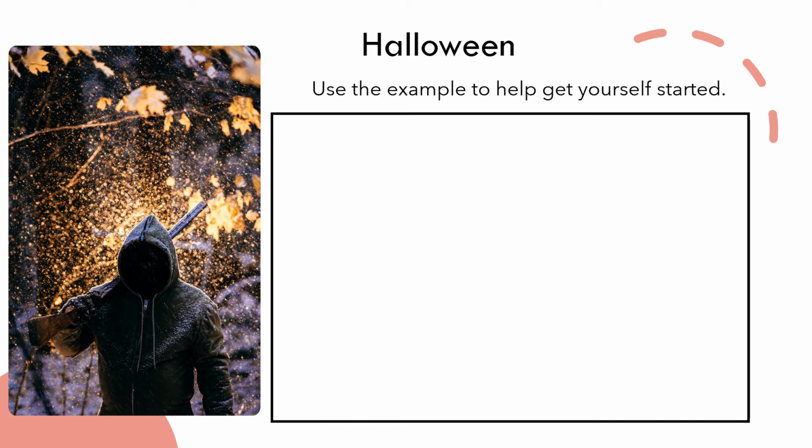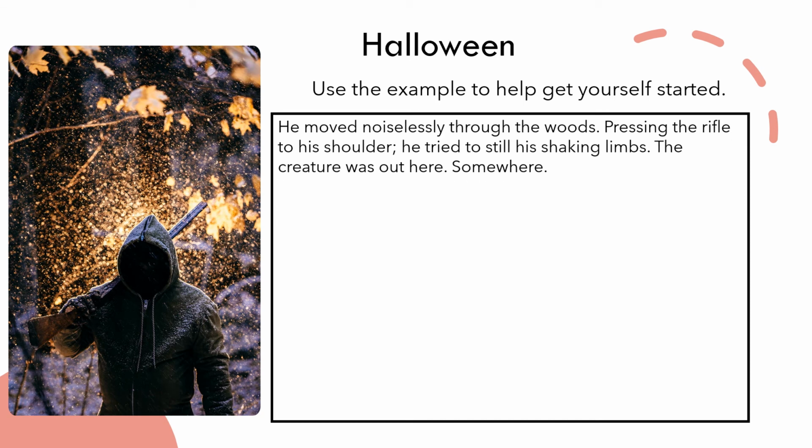Now that we've looked at a few techniques, let's see how we can apply these to our writing. So if you have a look at the example, the first paragraph says, "He moved noiselessly through the woods. Pressing the rifle to his shoulder, he tried to still his shaking limbs. The creature was out here, somewhere." The biggest thing to notice with this response is that the candidate has actually thought very carefully about the use of sentence structure. They've used a variety of short, simple, even minor sentences to help create a dramatic effect for the reader.